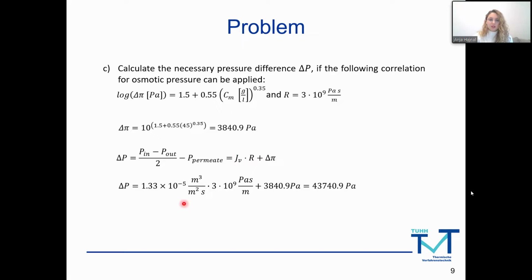We have calculated the flux. So if we convert our 48.01, that was in liters per meter square second, but now in this equation we need it in the form of meter cube per meter square second. This is our membrane resistance, which has the unit Pascal second per meter, plus the osmotic pressure. You should get 43,740.9 pascals.